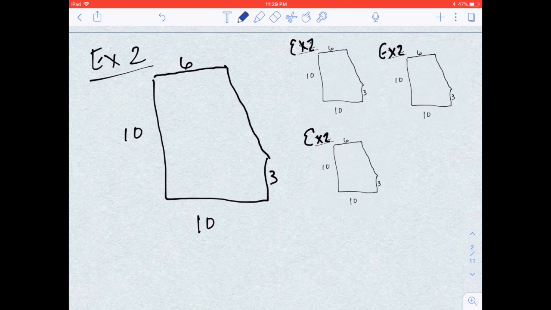Right, so for example 2, I once again have a wonky figure, what they would call a complex figure. It reminds me a little bit of the state of Georgia, which I'll have to ask Sage, my southern gentleman, if he agrees with that.